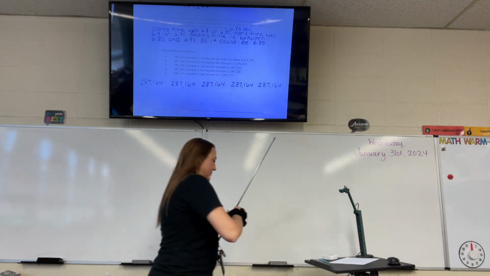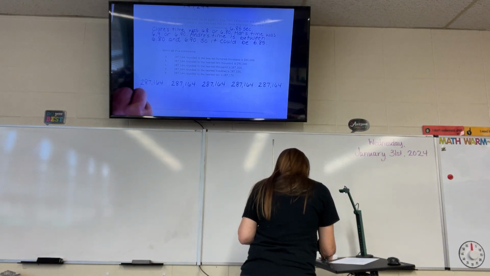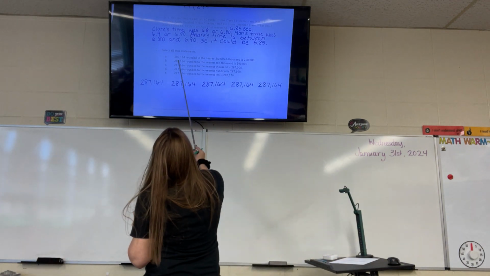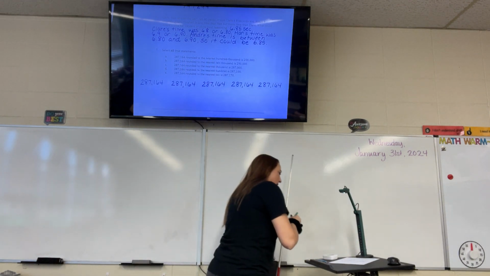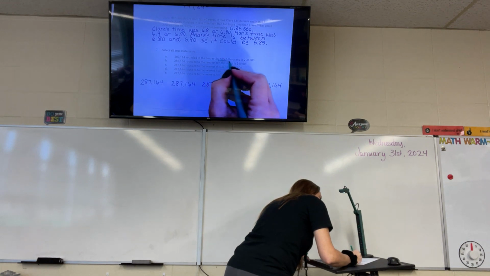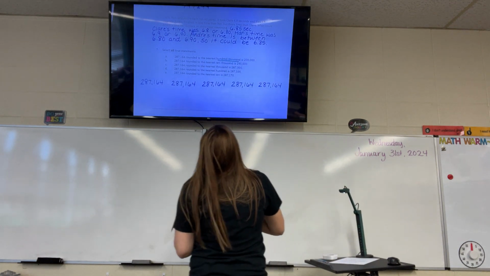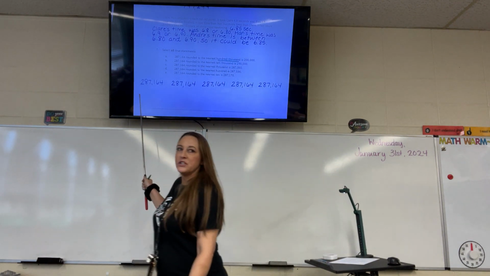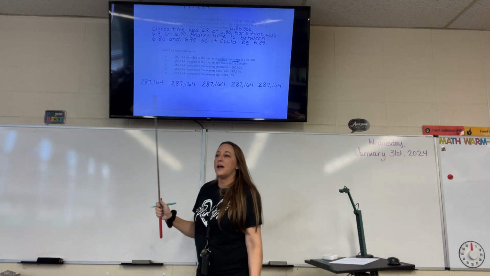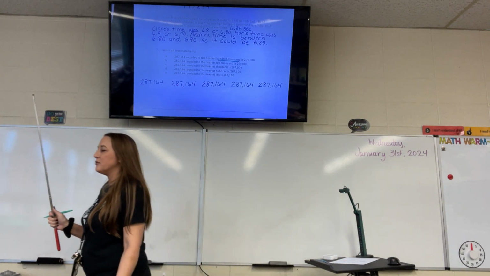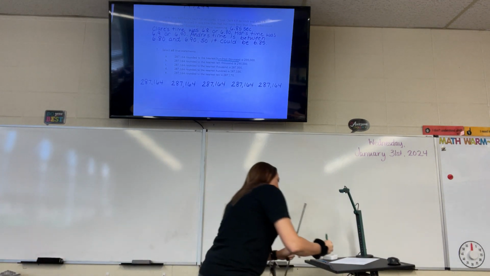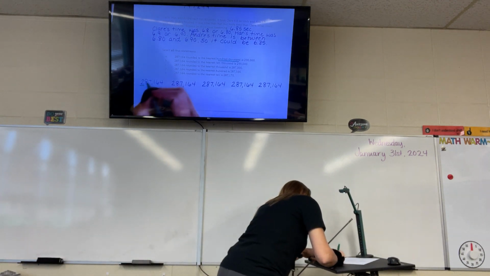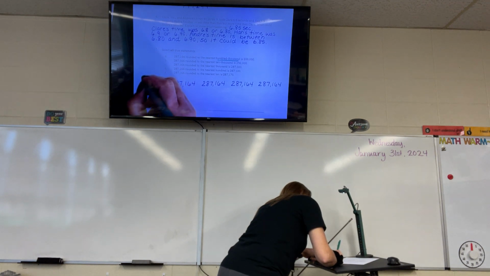A says 287,164 rounded to the nearest 100,000 is 200,000. So we're going to come to this first number and underline the 100,000's place. What digit's in the 100,000's place? Olivia? The 2. Good. So I'm going to underline the 2. That means the boss is the 8.